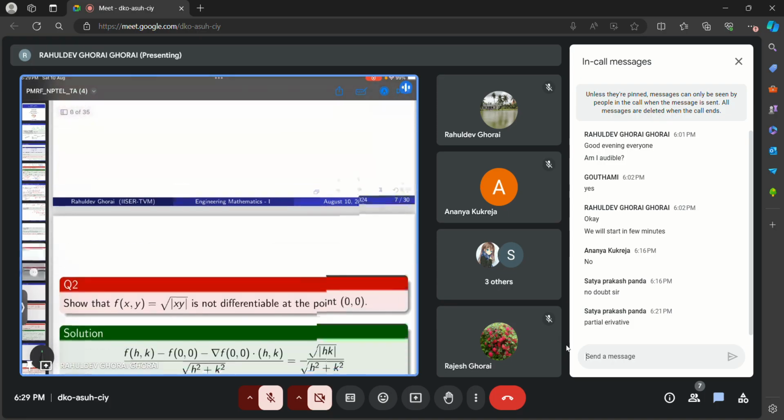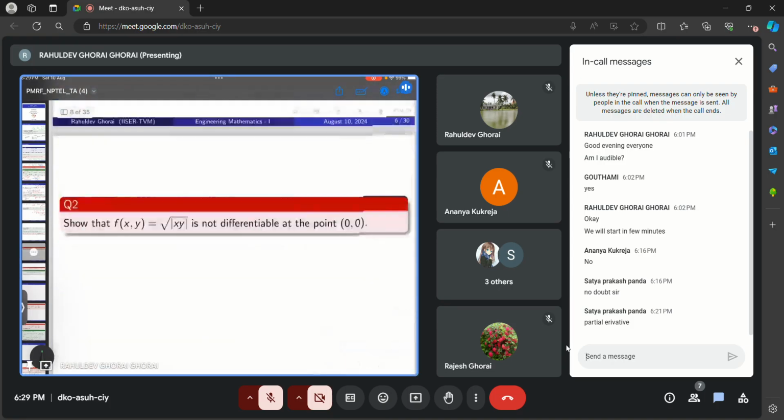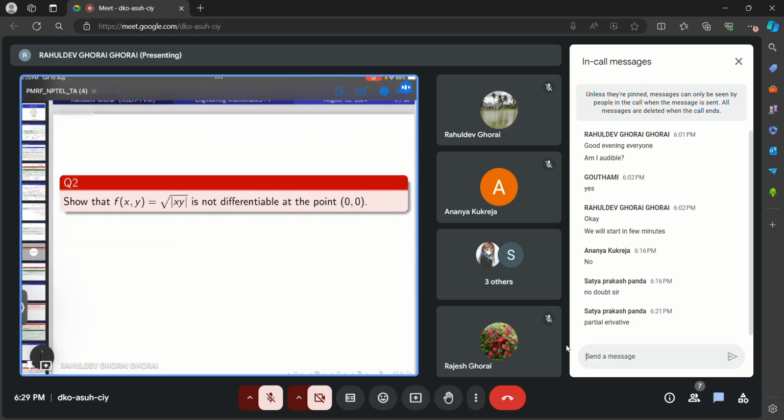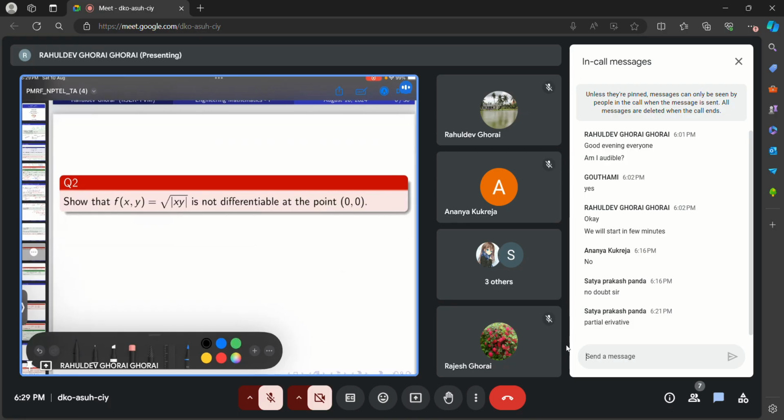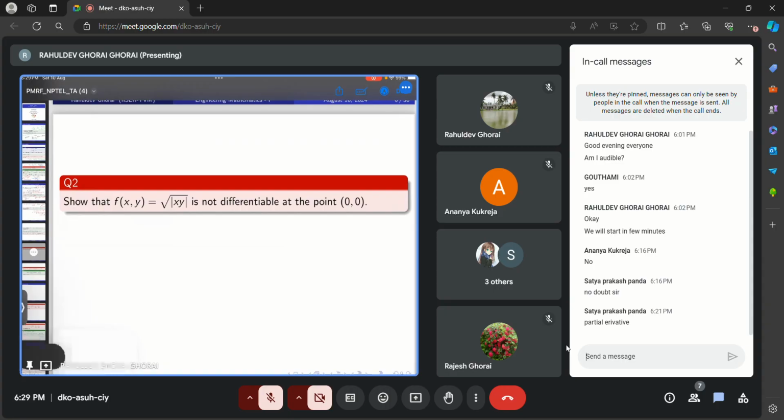So this function is not differentiable at the point (0, 0). That is our first question. We'll see that the function is not differentiable.